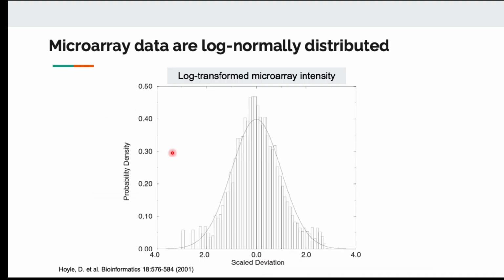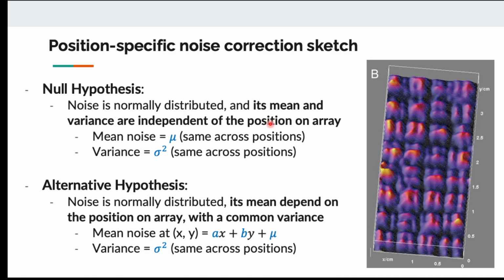And people in the past have tried to figure this out by fitting the actual signal that we get from the microarray, and they found that it can fit the log normal distribution very well. So we're going to use this as our assumption, that the signal that we are getting is log normally distributed. Okay. So what can we do with this kind of statistical knowledge? Let's try to use this to correct for position-specific noise.